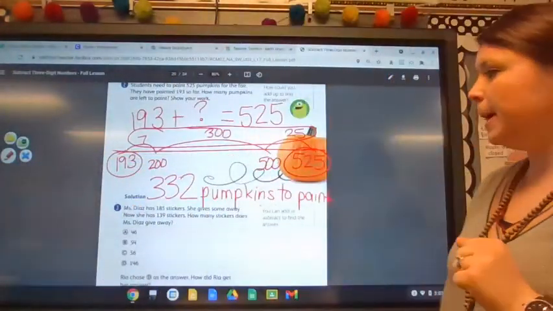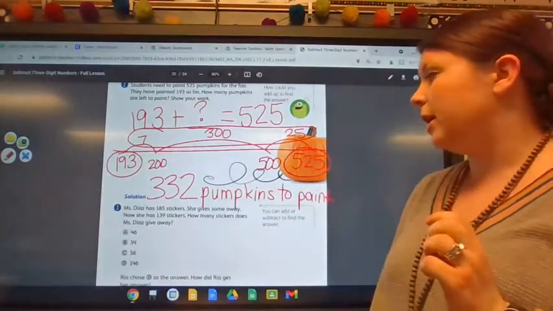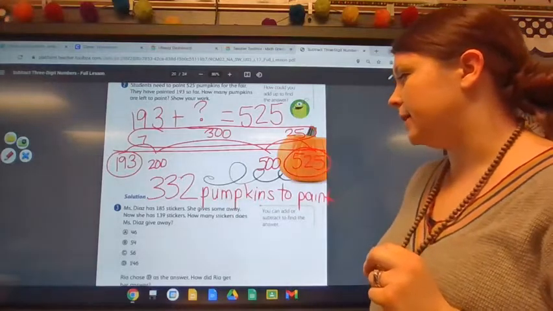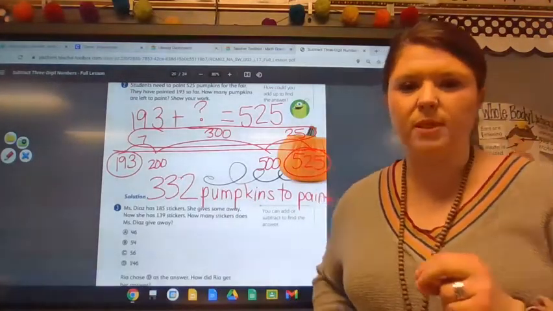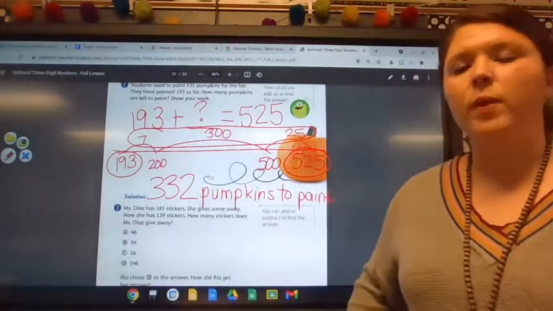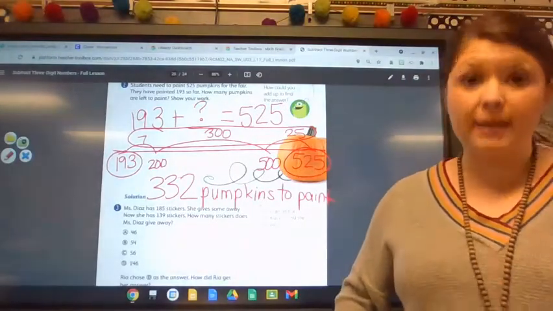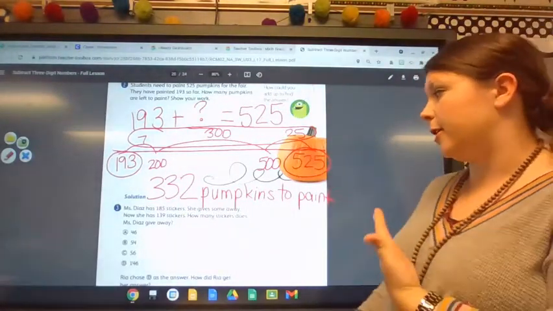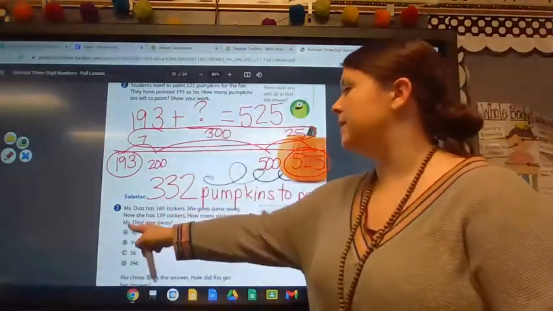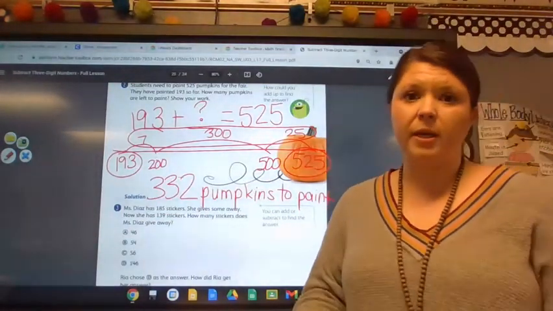Number 3 says, Miss Diaz has 185 stickers. She gives some away. Now she has 139 stickers. I want you to retell this problem to someone around you. All right, so we know that Miss Diaz has 185 stickers. She gives some away, and now she has 139. We want to know how many stickers Miss Diaz gives away. Well, we know how many she started with. How many did she start with?